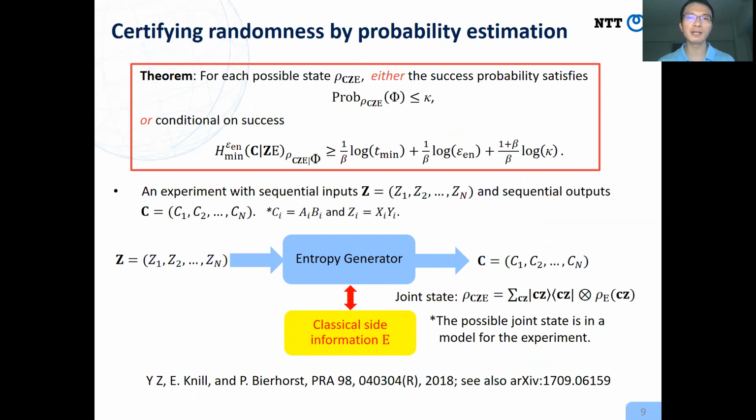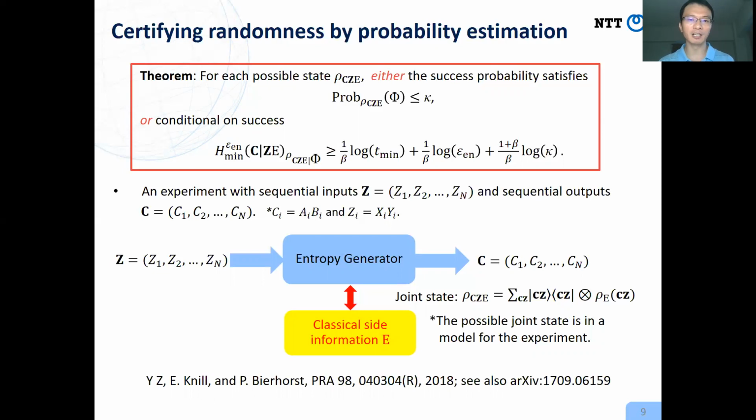We use probability estimation to certify randomness. According to this method, we can certify a lower bound on the smooth min-entropy. The main result is summarized in this theorem. To obtain these results, we consider the following situation. We consider an experiment which consists of a sequence of trials. At each trial, we provide some input Z and get some output C.